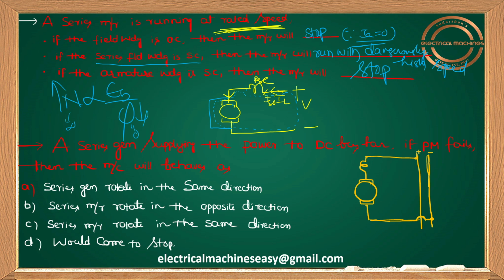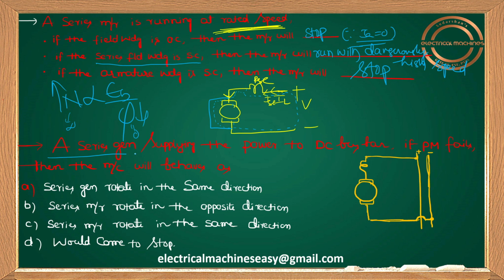Okay, now let us see the next problem. A series generator supplying power to a DC bus bar. Those who are not able to see this red color, please try to see.